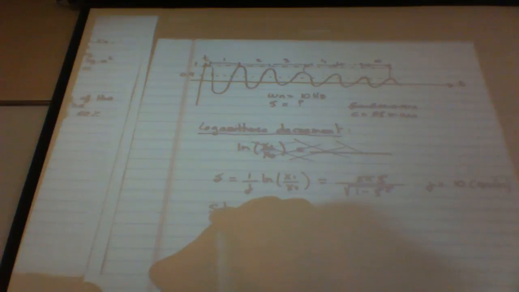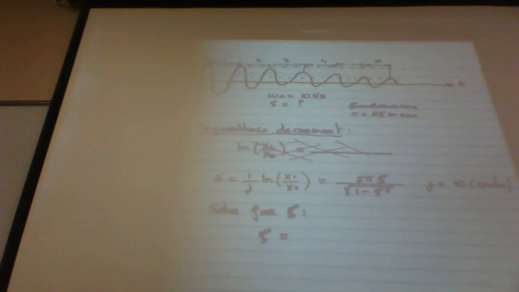You solve for psi, and we're getting the expression for psi to be delta divided by delta squared plus 4 pi squared. Okay, which was given in this case for 0.0156, let's say. Okay?